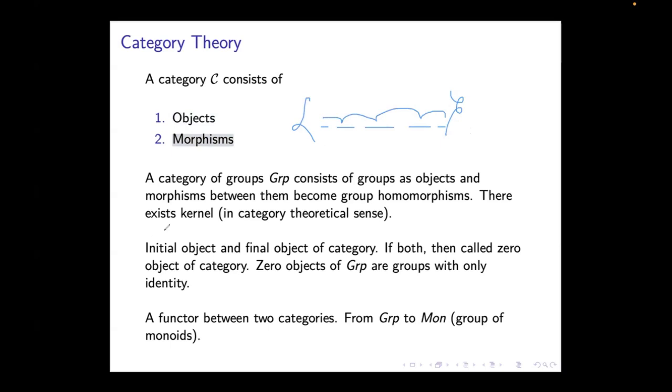So everything in mathematics forms a category, like a category of sets, in which the objects are sets themselves. In the category of sets, you have the objects as sets, and the morphisms become the set morphisms.